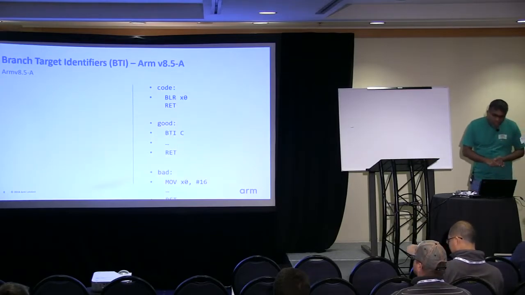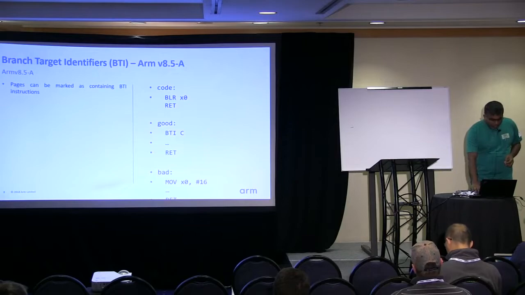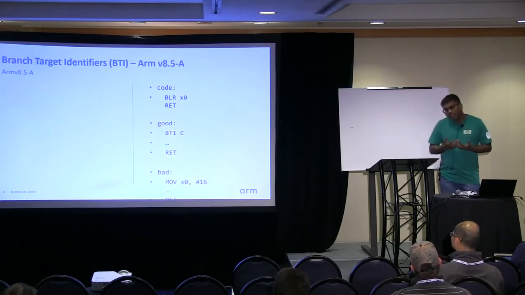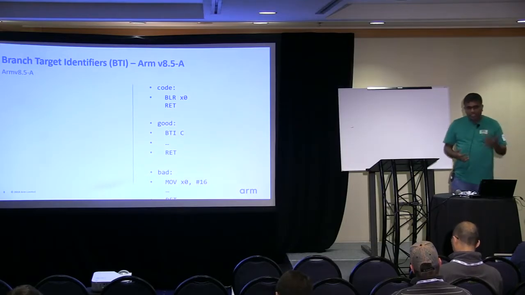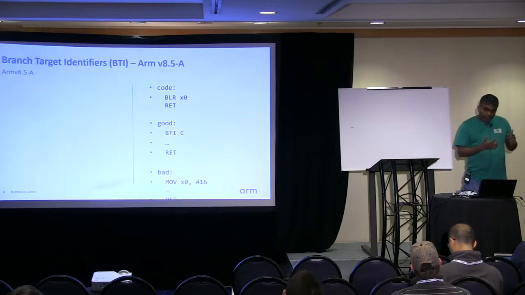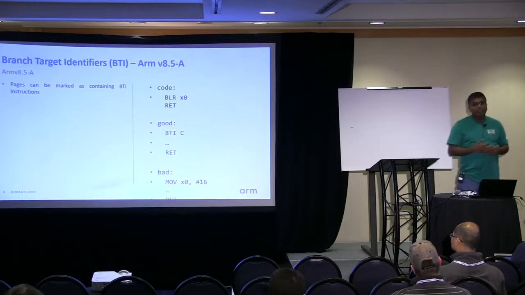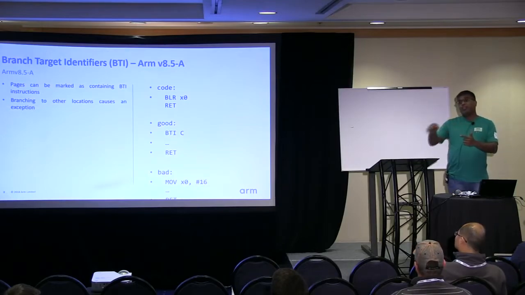The other extension that's come up in V8.5 is the whole thing around branch target identifiers. This extension is really to help prevent against jump-oriented programming attacks. We've seen some of these examples taken in the earlier presentation. The whole idea is that pages can be marked as containing BTI instructions. There's an additional bit in the page table that indicates whether the BTI instruction should behave as a NOP or whether it should behave as a place where an indirect branch or an indirect call should land.